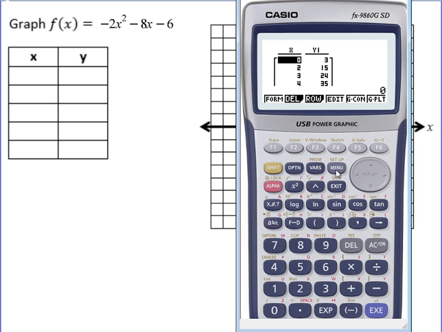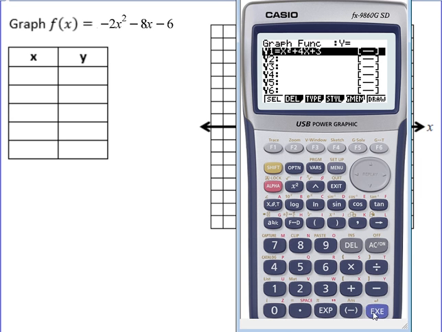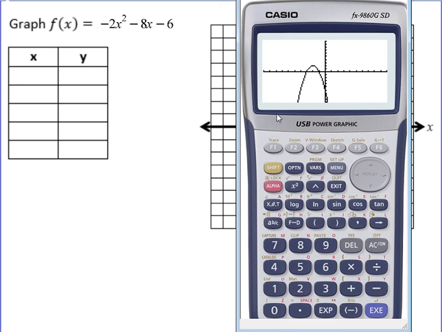And this time I'm going to go to the graph. So I'm going to press menu again and go back to the graph, just like we did when we were finding roots. Okay, and here's my graph. So I have negative 2x squared minus 8x minus 6. Okay, and I'm going to ask the calculator to draw it, and there it is. So there's my graph.